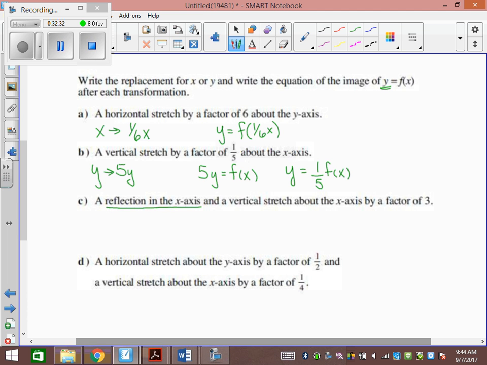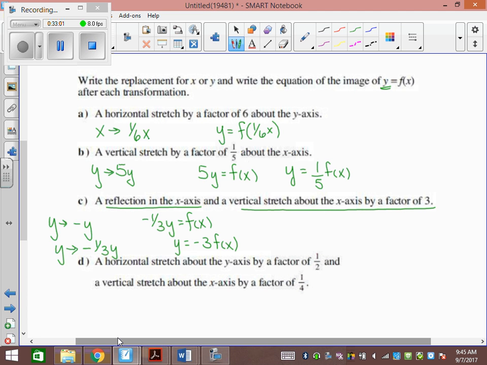A reflection in the x. So what's it with? The y. So we have a -y. So y becomes -y. And a vertical stretch by 3. So instead of y actually becoming -y, y is going to become -1/3 y. So you'd have -1/3 y equals f of x. And when you move it over, y would equal -3 f of x.